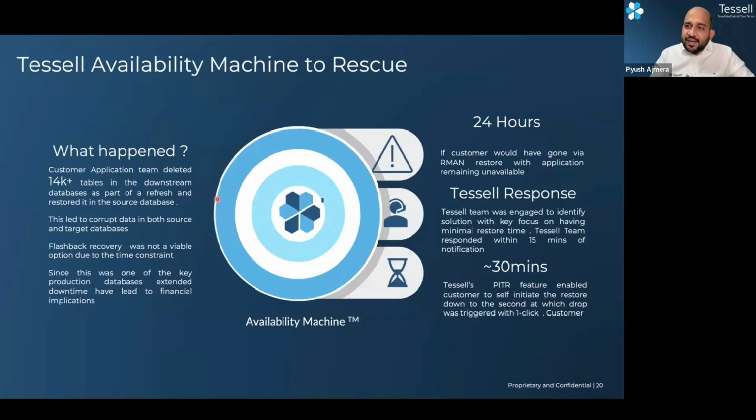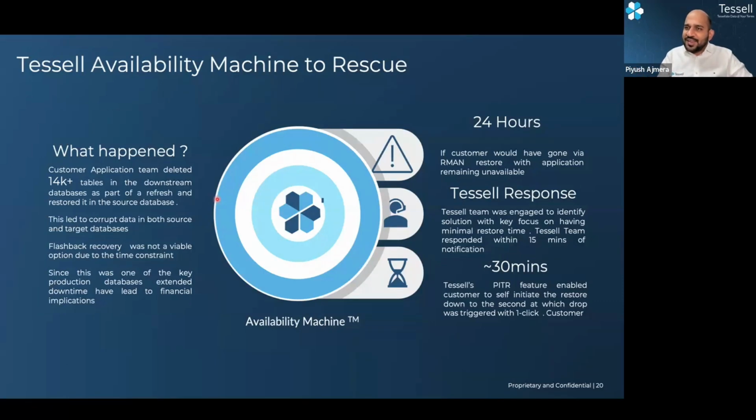Now, how does all of this talk about availability machine and HA capabilities transform into the real world? As we said, we make the best of both worlds. We take the snapshots as well as the archive logs. So one of our customers in USA, a Fortune 250 company, the largest railroad company. What happened?